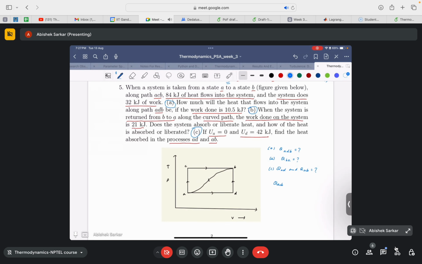So QACV is equal to, yes, 62 kilojoule. That's the correct answer. This is equal to 62 kilojoules. Okay. So QACB is 84 kilojoule. Yes, 62.5. Okay, thank you so much. It's 62.5 actually.